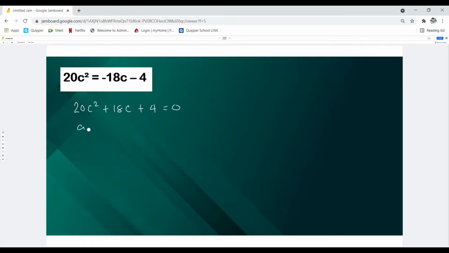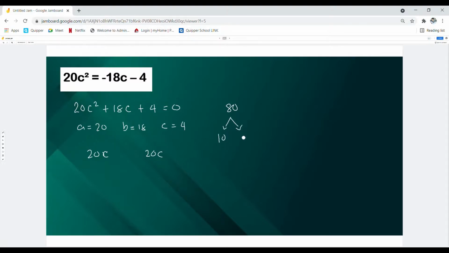And then you have now your a is 20, so it's really not equal to 1. So b is positive 18, and then your c is positive 4. Okay, the method, you have to write twice this time, so you have 20c, then multiply a and c, so you have 20 times 4, that's 80. Then find factors of 80 that will be 18 when added.